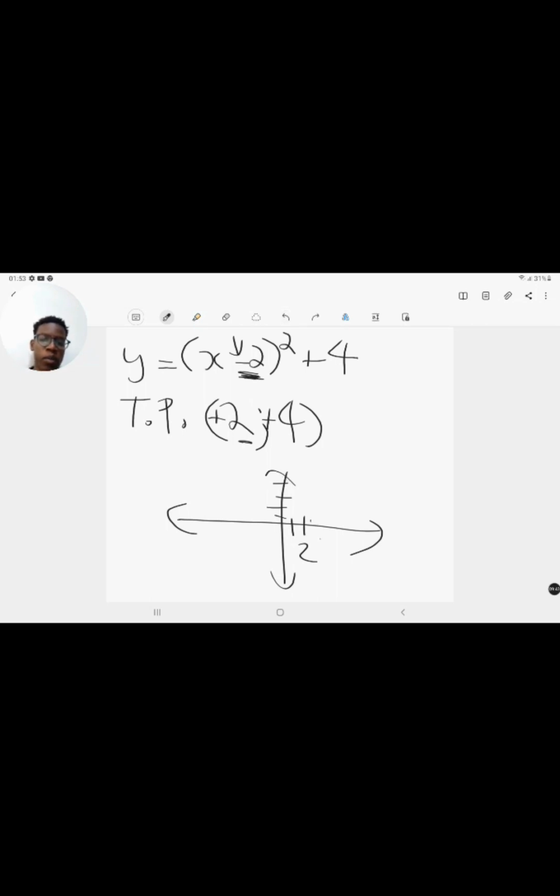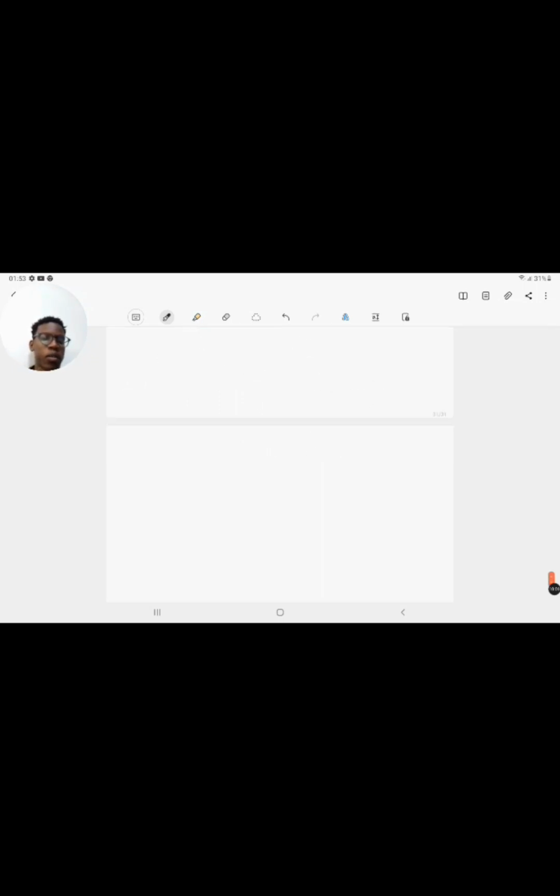So your turning point is going to be where the 2 and the 4 meet. This is that point there. This is where your graph is going to turn. So your graph is going to look the way it looks, and it's going to turn at that point. That's where your turning point is. Okay, let's do another quick example just to illustrate this.